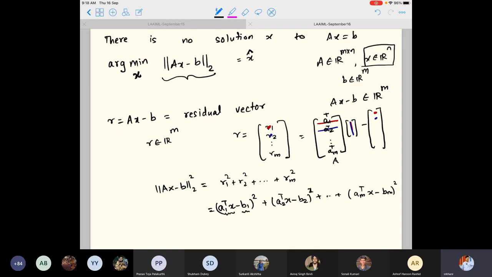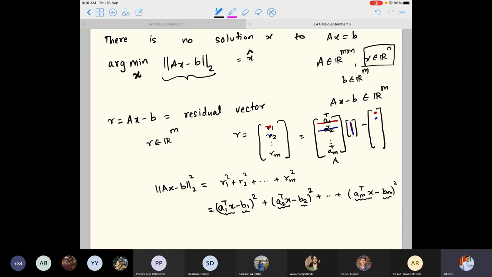Similarly, for the second data point, A2 transpose, you are finding the prediction A2 transpose x and matching it with B2. Similarly, AM transpose X is the prediction for data point AM, and you are matching it with the observation BM, something that you observe. And what do you want to do? You want to find an X such that this prediction A1 transpose X is as close to B1 as possible. A2 transpose X is also as close to B2 as possible.